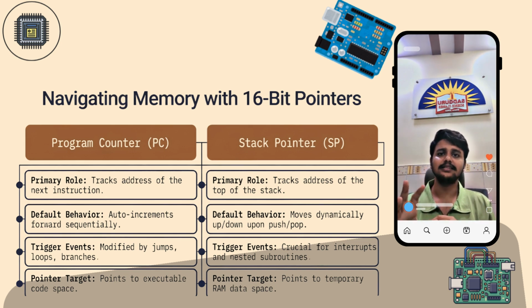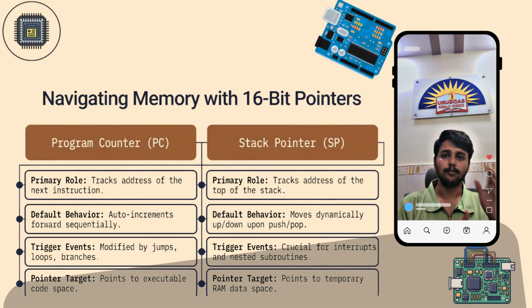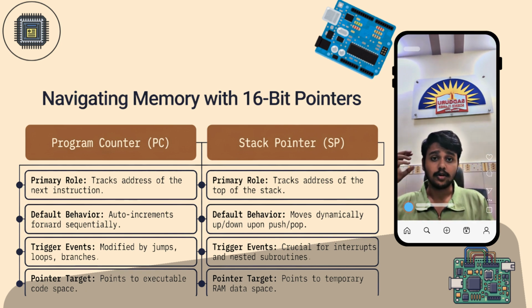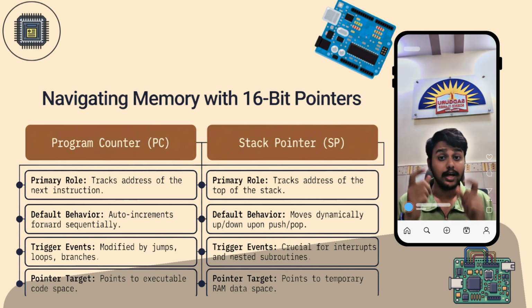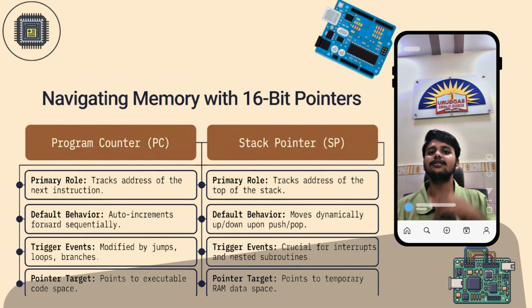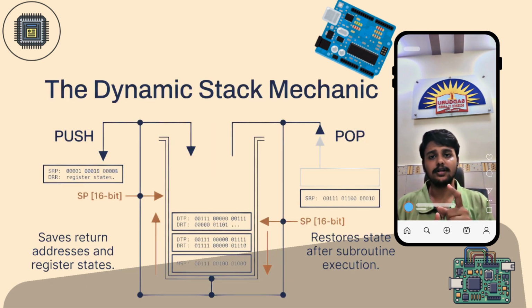However, in cases such as jumps, loops or conditional branching, the program counter may be modified to point to a different memory location. This enables the processor to control the flow of the program. Without the program counter, the processor would not know which instruction is to be executed next, making program execution almost impossible. Another important register is the stack pointer or the SP.